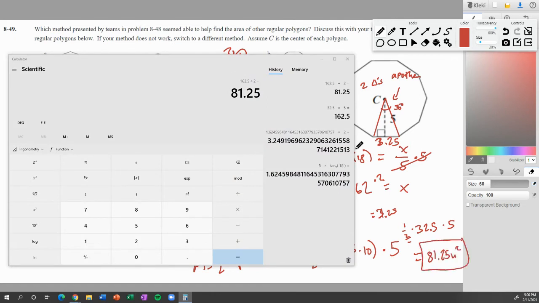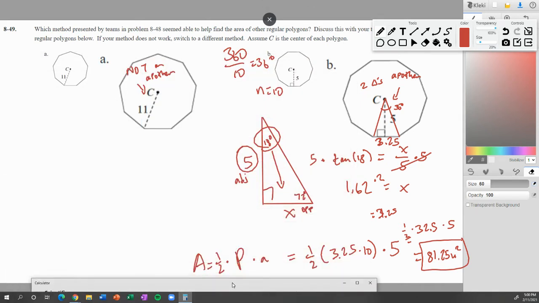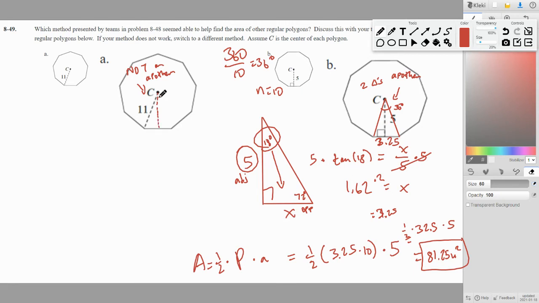So that's the area of part B. That's with the apothem given to you. Now, part A is a little different because we have to do a little more work to find the apothem. I need to figure this out here. Now, I know that this is also a regular polygon. This is 11. So again, I'm going to blow up this triangle here. I'm going to make it the same triangle as the one on the right.